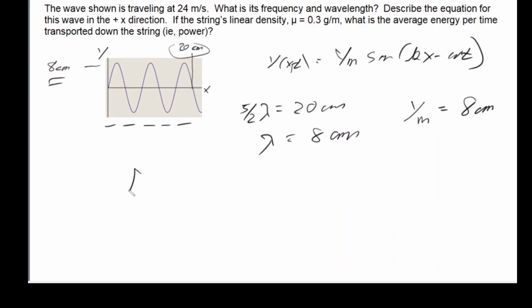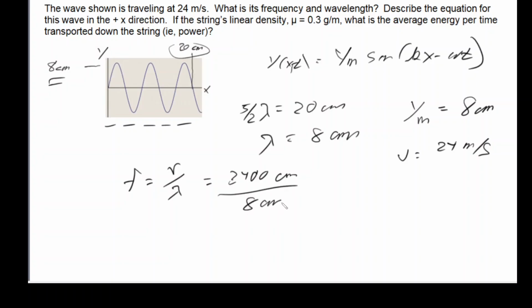So we know frequency is equal to velocity over wavelength. And we're given our velocity is equal to 24 meters per second in the problem. So that's equal to 2,400 centimeters over 8 centimeters. We have to keep our units the same. So our frequency is actually 300 hertz.